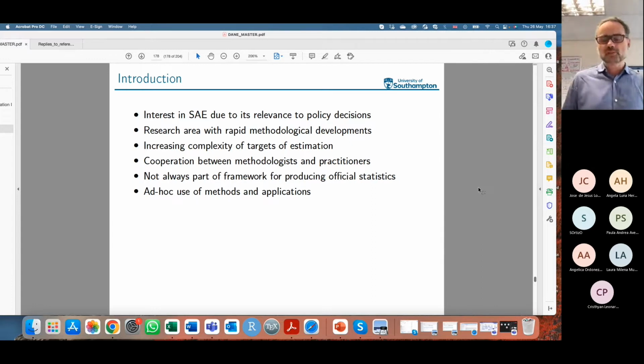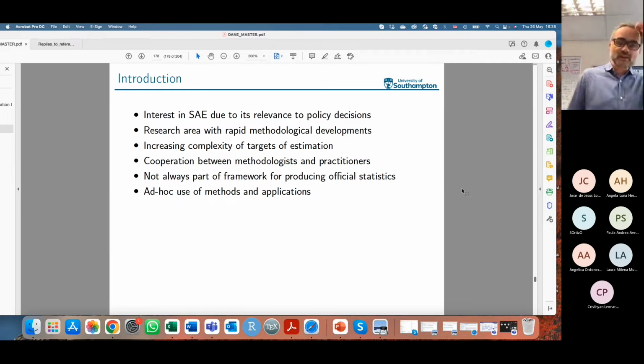So we know why small area estimation has become quite popular in terms of producing statistics, and it's basically because it's relevant to policy decisions, and also it's relevant to one of the key functions of statistical offices and similar organizations, which is that they want to know what is going on in terms of key dimensions that they are interested in, and then hopefully this will feed into policy considerations.